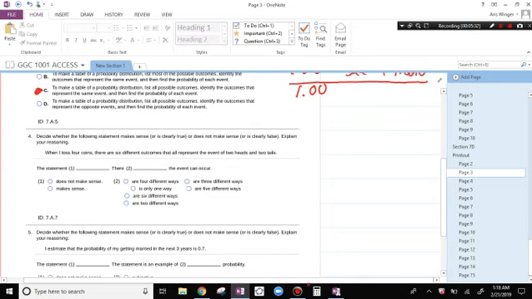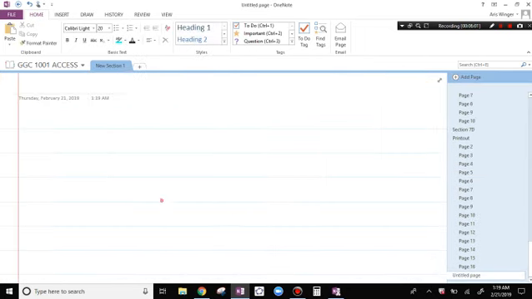Decide whether the following statement makes sense, or is clearly true, or does not make sense, or is clearly false. Explain your reasoning. When I toss 4 coins, there are 6 possible outcomes that all represent the event of 2 heads and 2 tails. Let's see if that makes sense. We need to get a new page here. I'm going to toss 4 coins, so 2 heads and 2 tails.